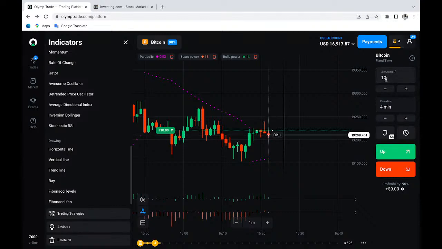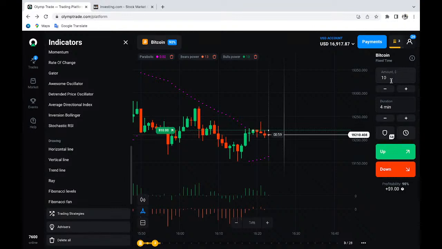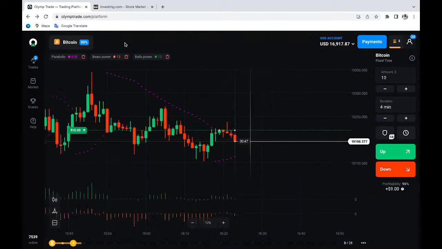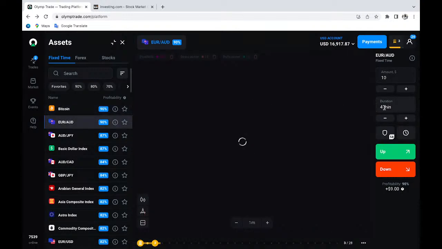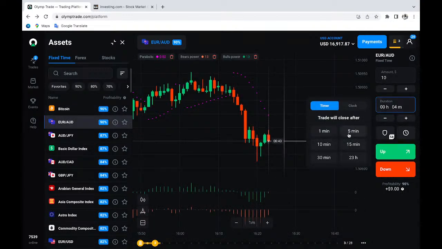Second is the tab where you can enter the amount: $10, $15, $20, whatever you want. Then minus and plus are for reducing or increasing the amount; it will be increased by 5. This duration means for how long you are going to open a trade, like 10 minutes, 5 minutes, 2, 3, or 4 minutes. Once you click, you get all the options: 1 minute, 5 minutes, 10, 15, and you can change it manually as well.